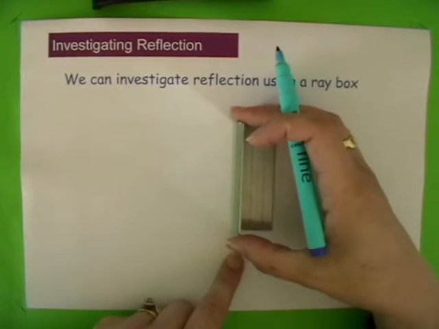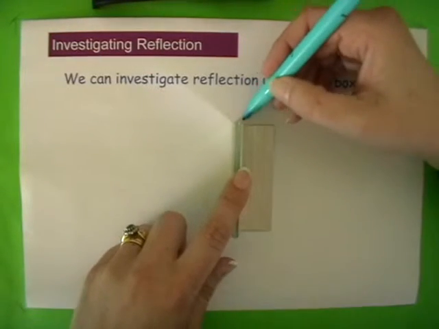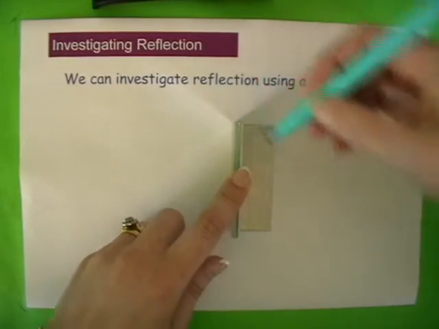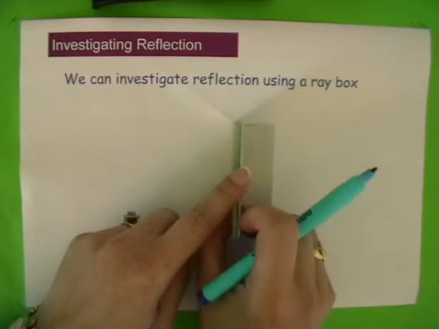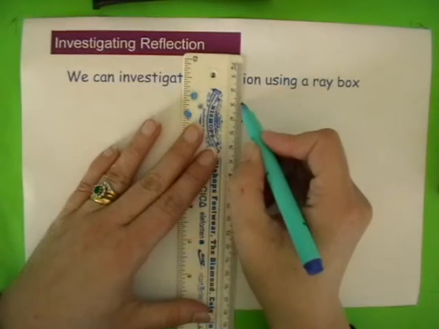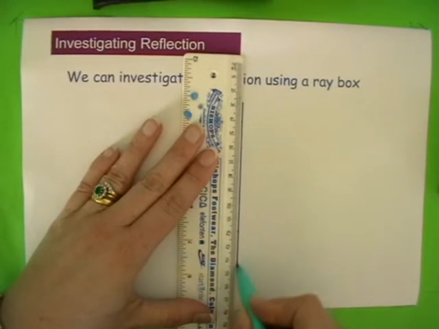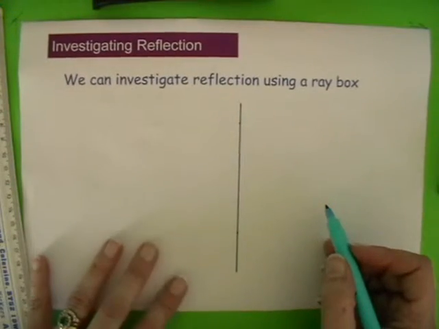And where reflection actually occurs is at the very back of the mirror, where it's attached to the glass. So it is important that when we place it on the page, we put a mark at the top where the mirror joins the glass, and at the bottom where the support joins the glass. We then join this up with a ruler. And this shows the surface where the reflection actually occurs.